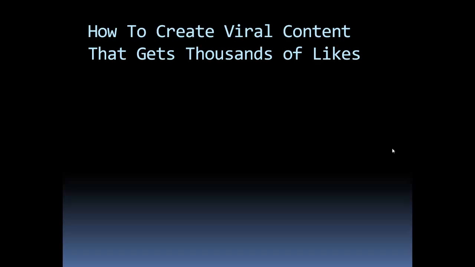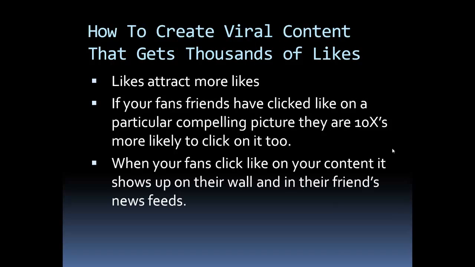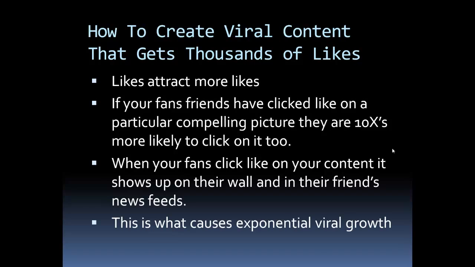So how do you create viral content that gets thousands of likes? Likes attract more likes because of social proof. If your fans or friends have clicked on a particular compelling picture, they are 10 times more likely to click on it too, because of social proof. And the result is viral marketing. When your fans click like on your content, it shows up on their wall and their friends' news feeds. Facebook does this intentionally because they want your information and your content to grow virally, because ultimately that helps Facebook continue to grow. This is what causes exponential viral growth.